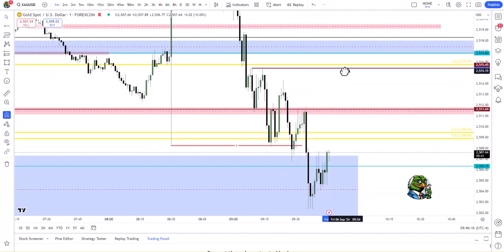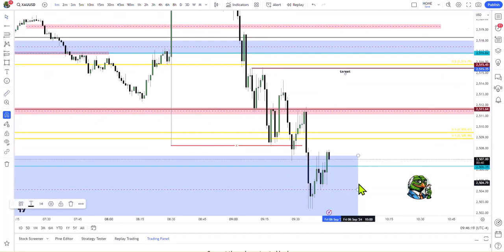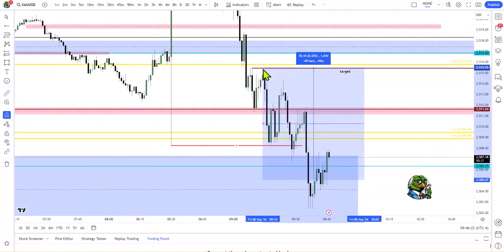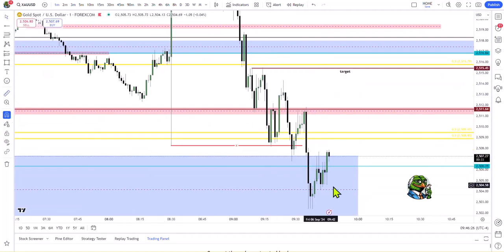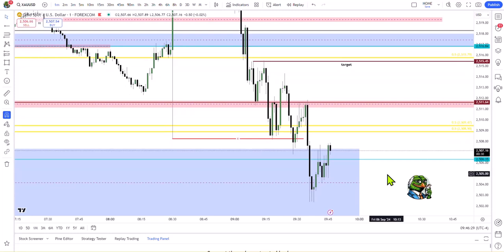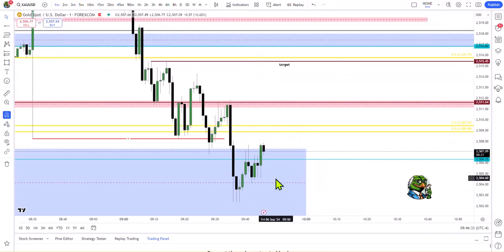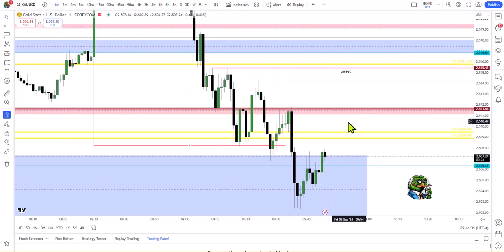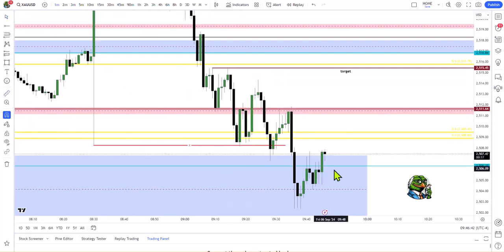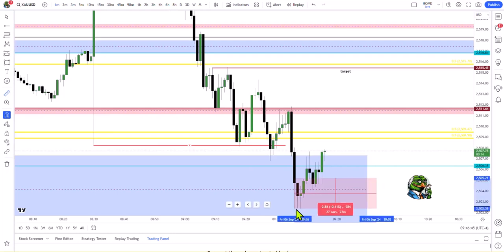That's from 2504, which is my entry, which we're now above. So this position is no longer in drawdown. That's 100 pips. Okay, that's not too bad. We're still inside of this bullish breaker, which has found support at the midpoint. Didn't have much of a drawdown, right? Less than 30 pips. That's not too bad.